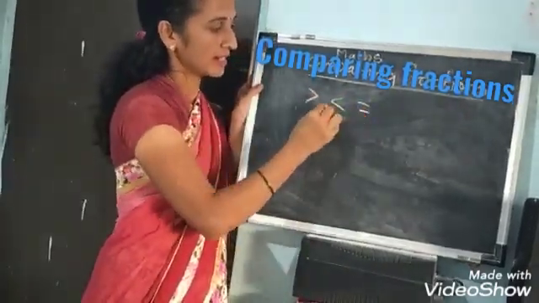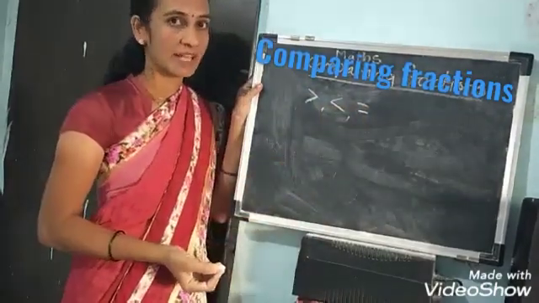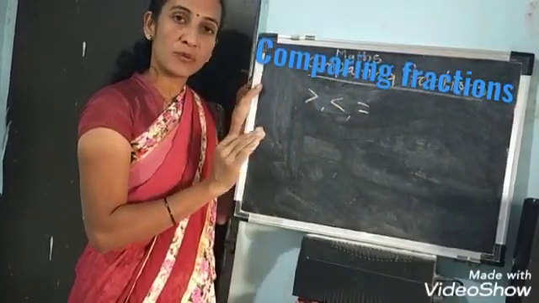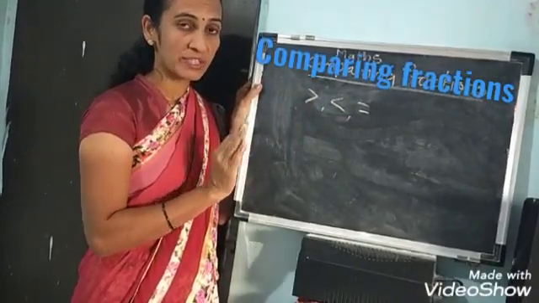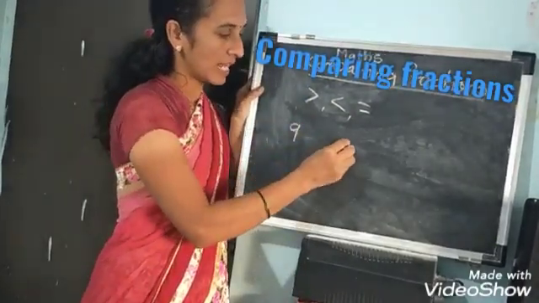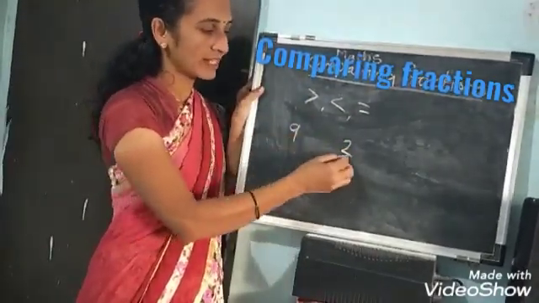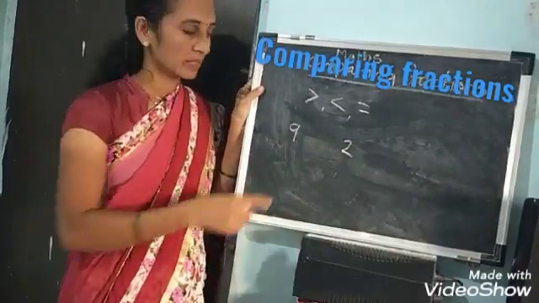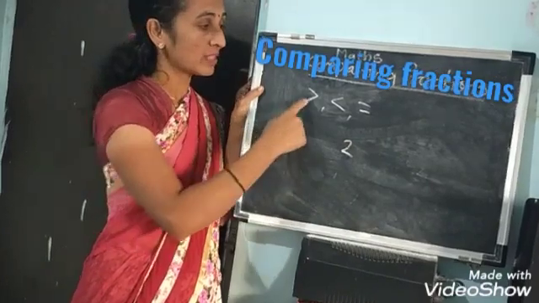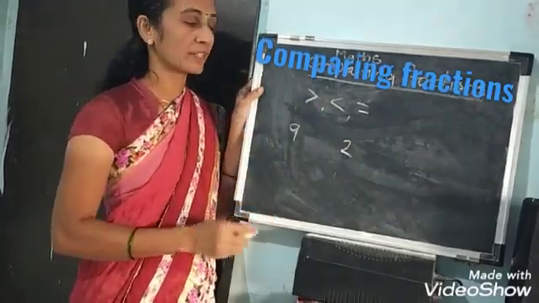See, these are the symbols for comparison, right? Then how to use these symbols? Suppose, for explanation purposes, I am not using fractions, just numbers. Suppose 9 and 2. Here 9 and here 2. Which is the bigger number? Of course 9 is the bigger number, right? But which symbol can we use?